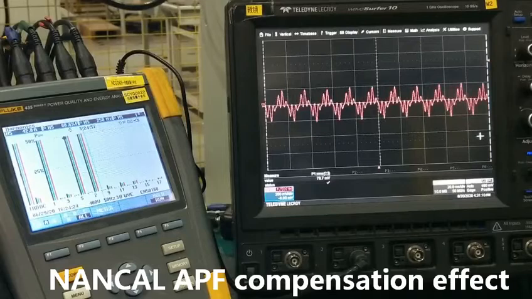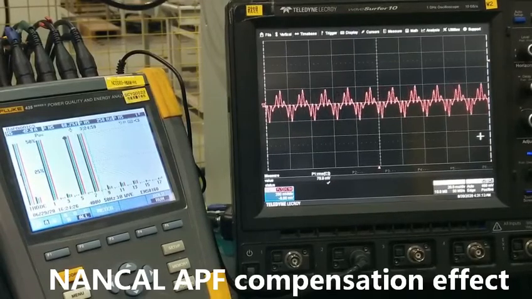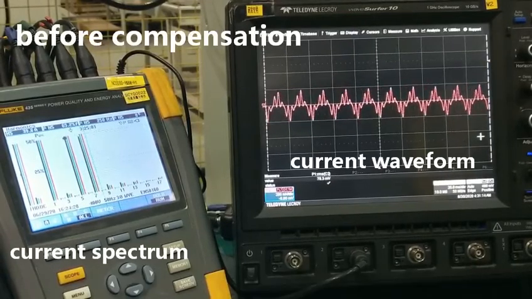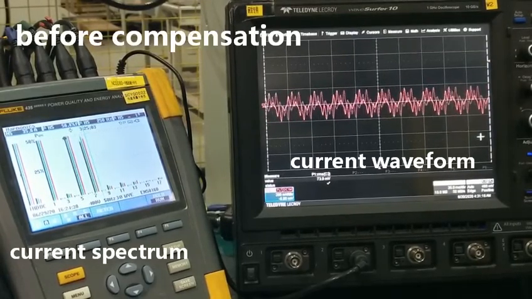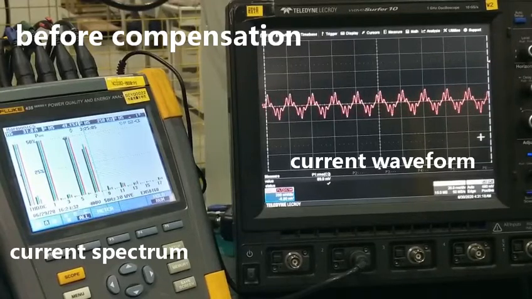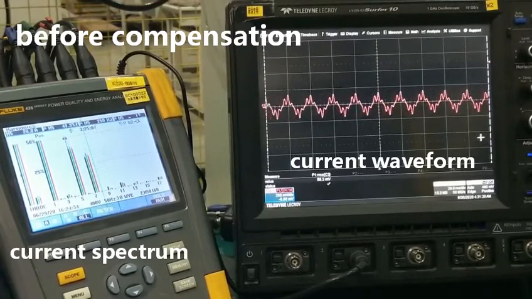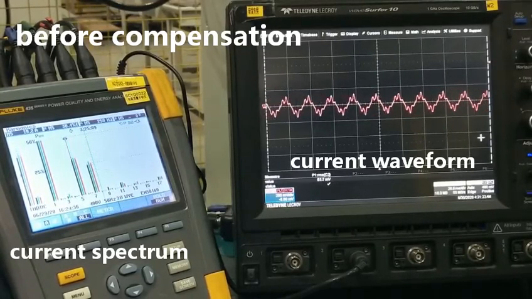Next, we will look at the compensation effect of the APF. You can see this is before the compensation. The left side is a line current spectrum. The right one is a waveform.